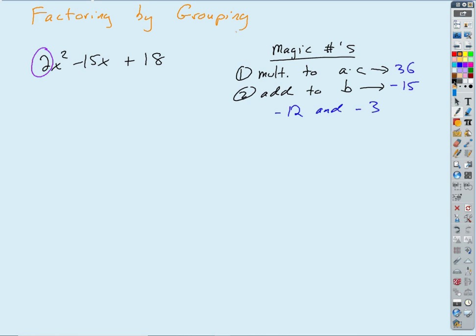Okay, so here's what we do then. Once we find the magic numbers, we're going to split up our trinomial, we're going to split the middle term into 2 separate terms. So we're going to get 4 terms instead of 3. When you use factoring by grouping, you always need to have an even number of terms, or it doesn't work.